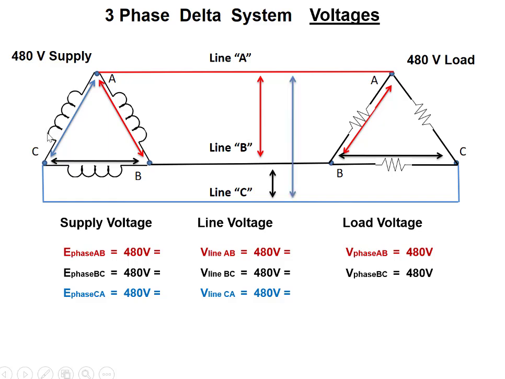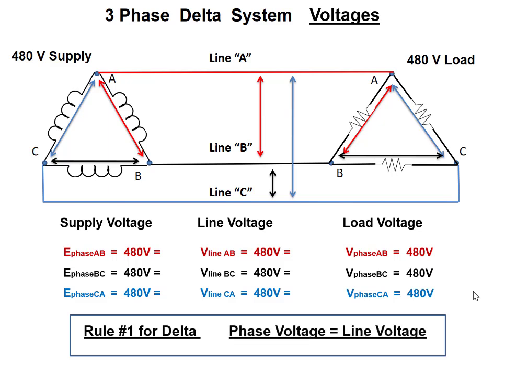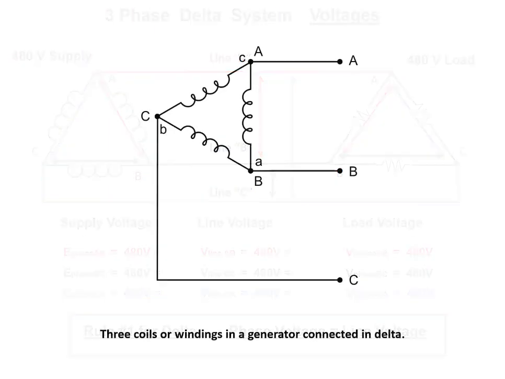The third winding in my generator that is connected across phase C to A produces 480 volts, and that phase voltage connected between C and A is my line voltage leaving the generator and is what's connected across the last resistor at my delta load connected on phase C to A. So the line voltage equals the phase voltage again. The first rule for delta is that phase voltage equals line voltage. There are not two separate voltages for delta. There is only one. The phase and the line voltage are the same thing.